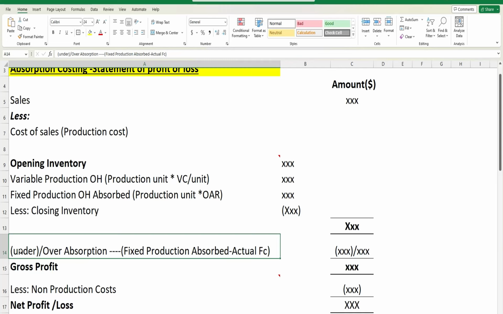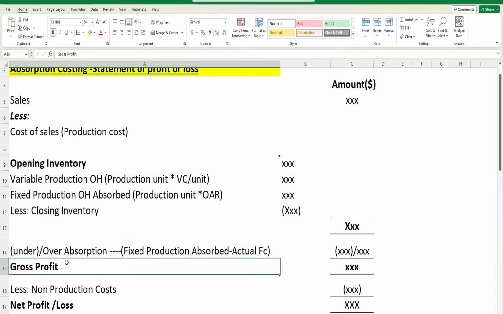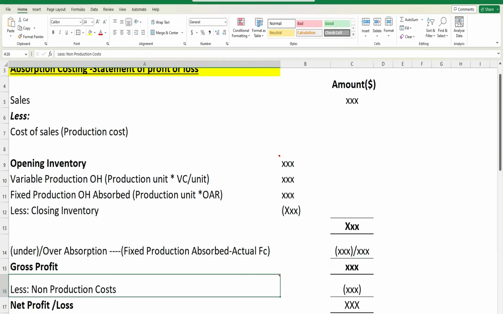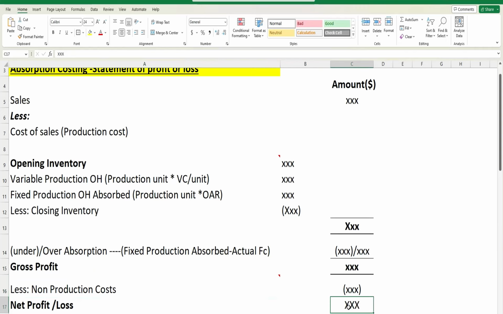If it is under absorption, we need to deduct, and if it is over absorption, we need to add back. I have just kept the formula here, and in the previous video as well I explained this, so just go and check out my video. Then we arrive at our gross profit. Then we deduct our non-production costs, and after that we get our net profit or loss.